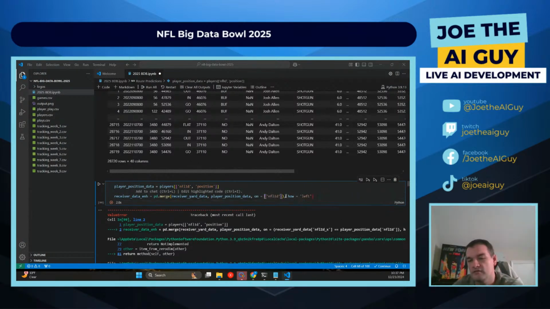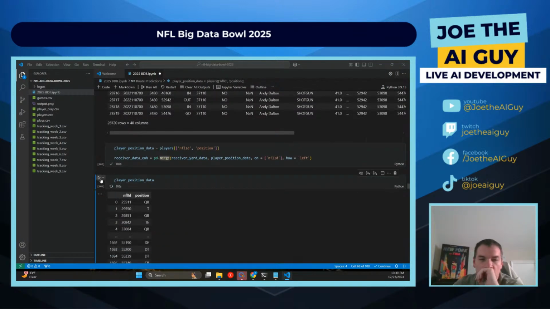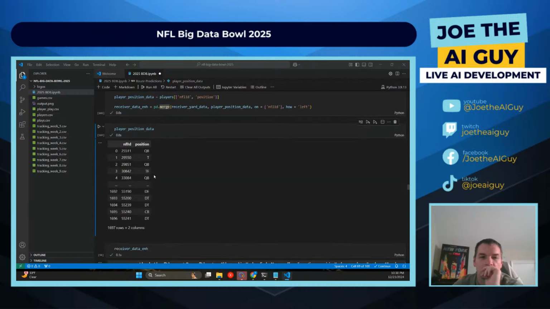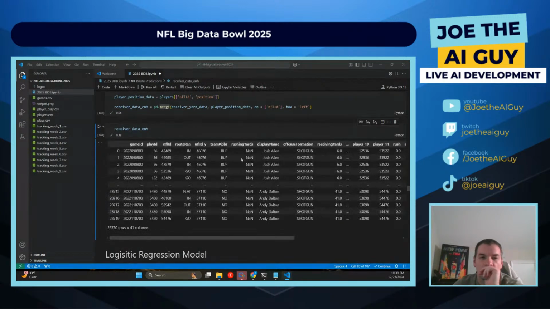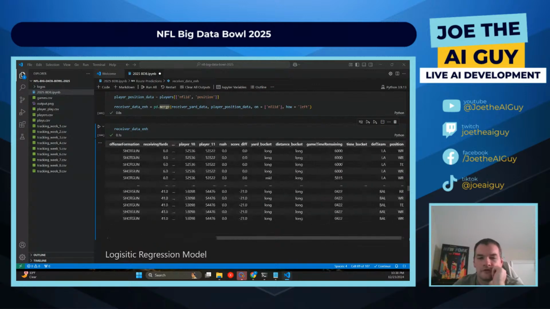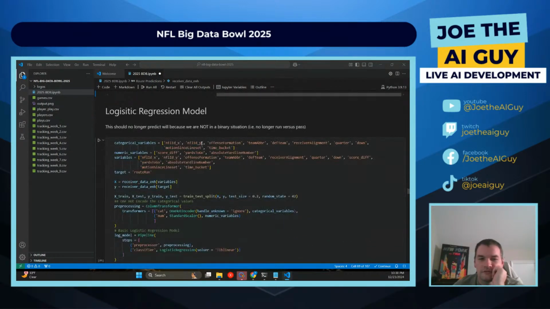Take this all the way down. Back down here. And now we know their position. Now, let's add that to the model.